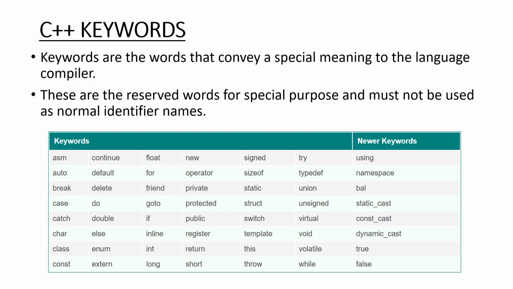There are also keywords. You learned the various characters, and by using characters like A, B, C, D you can make so many words. But there are some words which are reserved in C++ and have a definite meaning. The keywords are the words that convey a special meaning to the language compiler. These are reserved words for special purposes and must not be used as normal identifier names. If you use these words in C++, they convey a meaning, and you can't use them to represent a newly introduced name, like auto, break, case, catch, delete, default, for, and so many more. These have a different meaning in C++.